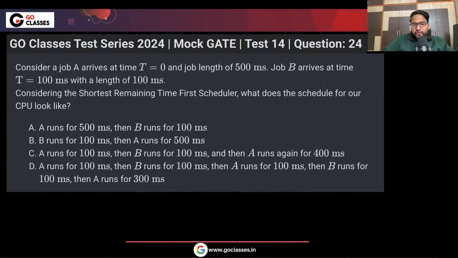Now this was, I think, an easy question. How many of you were able to solve this question? I'm skipping this question because it is easy. C is the correct answer here.